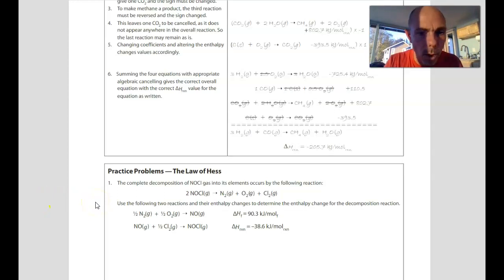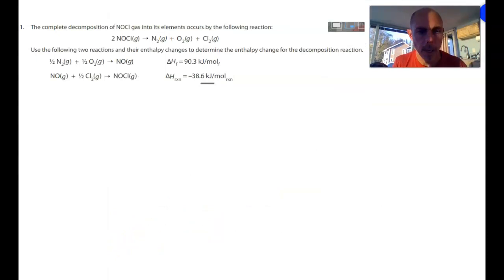So I'm on page 211 of the ebook. I flipped a page, 203 of the textbook, and we're going to do this practice problem here at the bottom of this page. I'm going to take you to the whiteboard, because here we go. Here is how, once again, I approach a Hess's law problem.